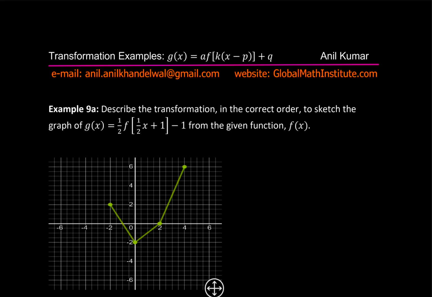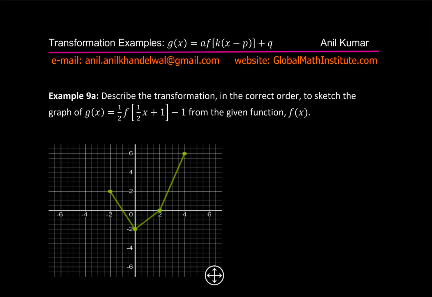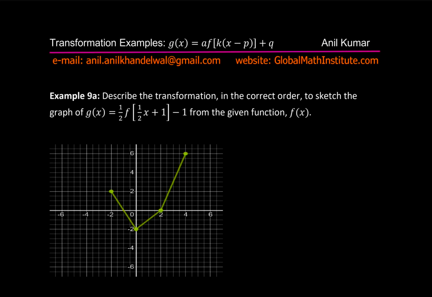Now, we have a very interesting question. We are almost at the end. There are 10 questions in all. So here is your question number 9a. Describe the transformations in the correct order to sketch the graph of g of x equals half of f of half of x plus 1, minus 1, from the given function. We are given the graph of the function itself. We have to sketch now the transformed function. So let's list all the transformations required, moving from left to right.